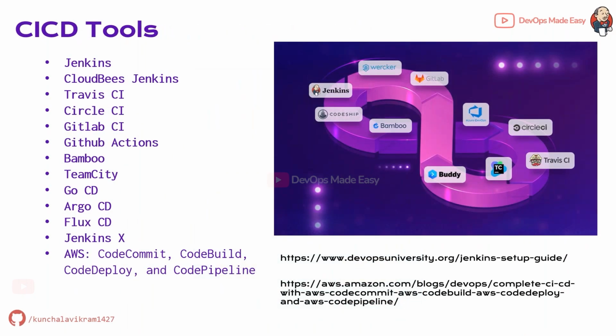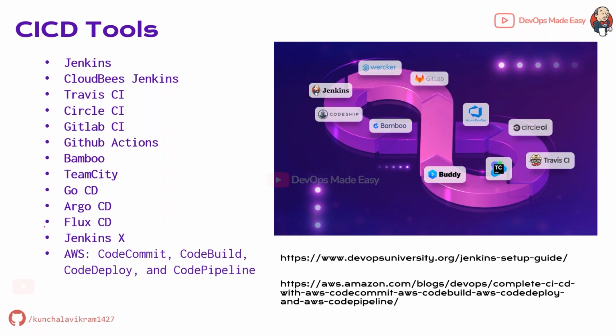So what are the various CI/CD tools we have? We have Jenkins, cloud-based Jenkins, Travis CI, Circle CI, GitLab CI, and GitHub has its own GitHub Actions. Then we have Bamboo and TeamCity. We also have the GitOps tools: Argo CD and Flux CD. Jenkins X also supports the GitOps principle. And then AWS. These are all the tools, some open source and some paid.